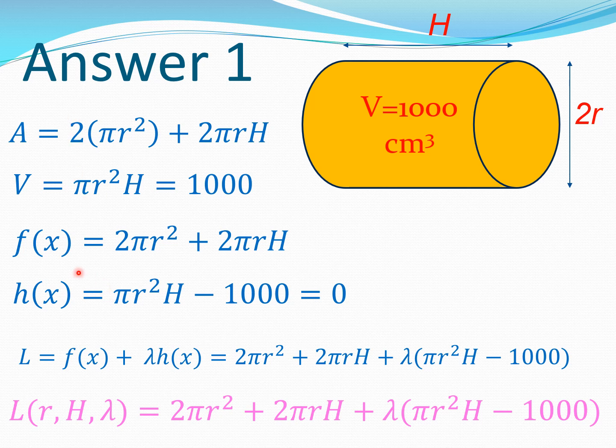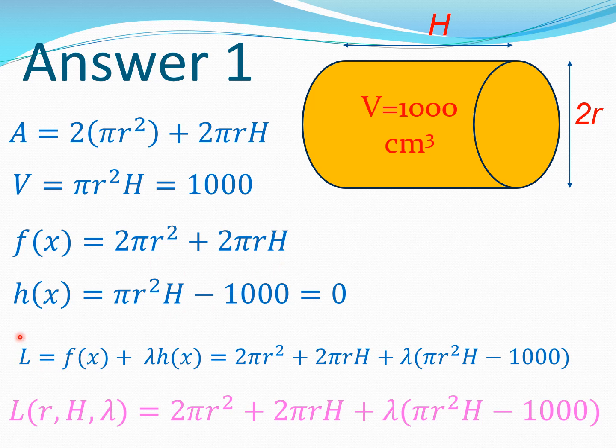So now I can write these two in this form here. So the function we want to minimize, f of x, is 2 pi r square plus 2 pi r h, and h of x is pi r square h minus 1000. This is of course equal to 0. So of course here x is the set of variables for the problem. These are also known as design variables. So here they will be r and capital H, the radius of the cylinder and the height of the cylinder.